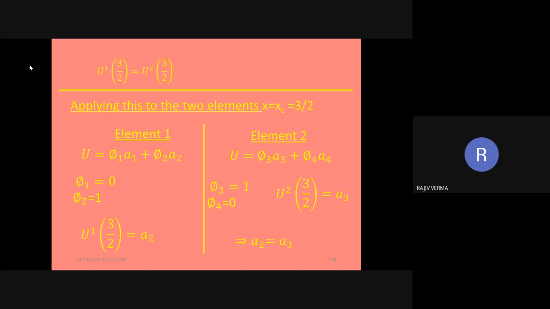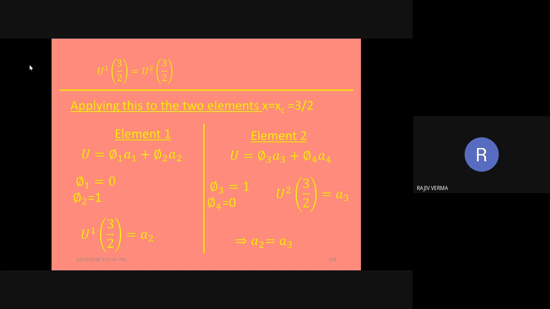This basically has been derived because the shape functions of the two elements satisfy some conditions at the endpoints, such as phi 1 is 0 and phi 2 is 1 at x is equal to 3 by 2 for the first element. Similarly, for the second element, phi 3 is 1 and phi 4 is equal to 0 at x is equal to 3 by 2. So this gives us a constraint equation that a2 is equal to a3.